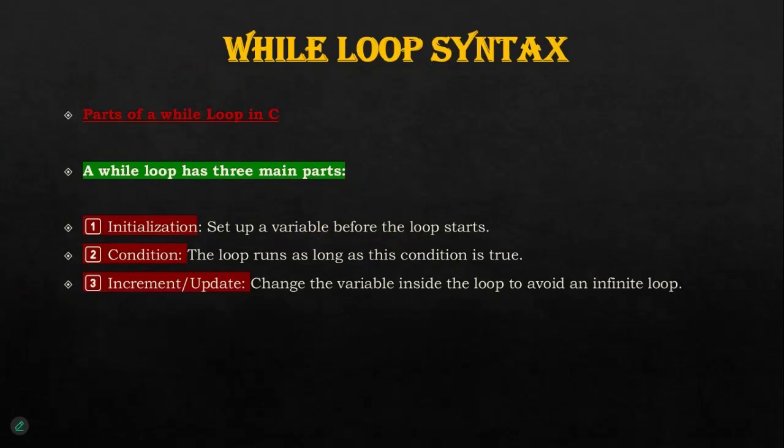So there is the while loop syntax: the parts of a while loop in C. A while loop has three main parts. In the previous video we talked about the for loop and the three parts of its syntax: initialization, condition, and increment or update. So in a while loop also there are three main parts.